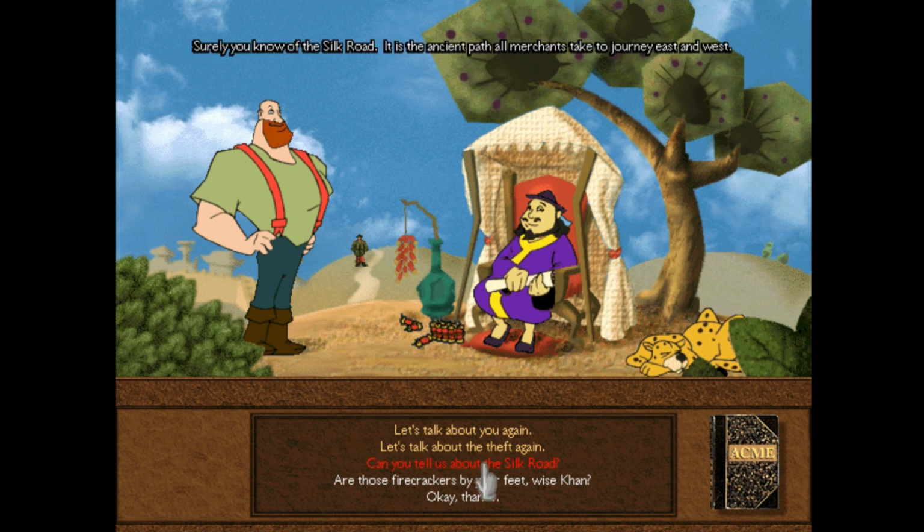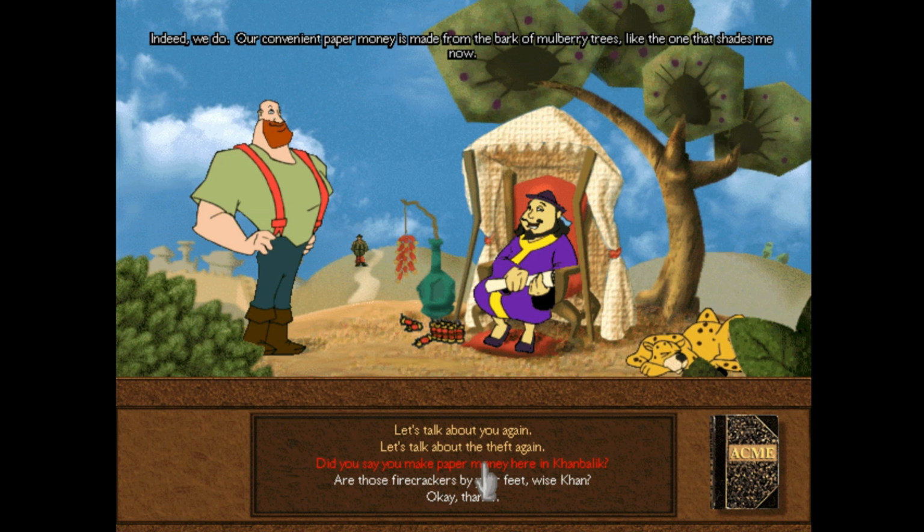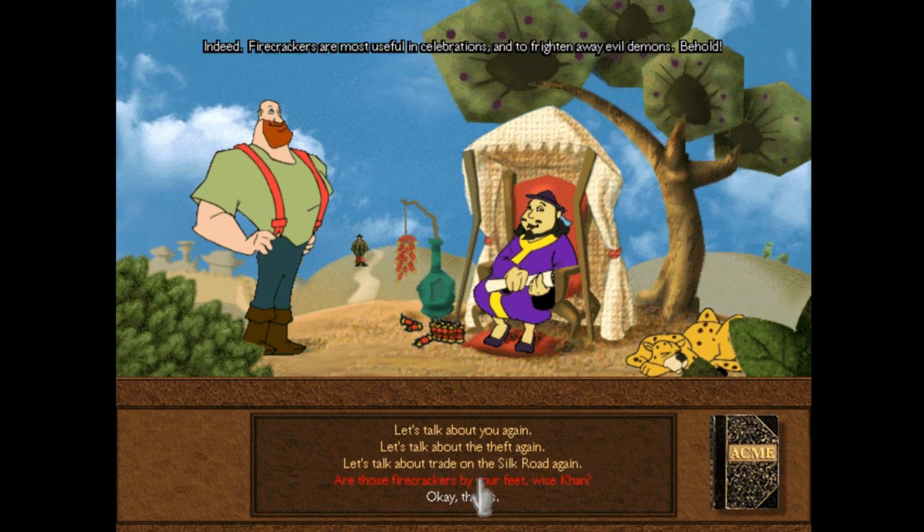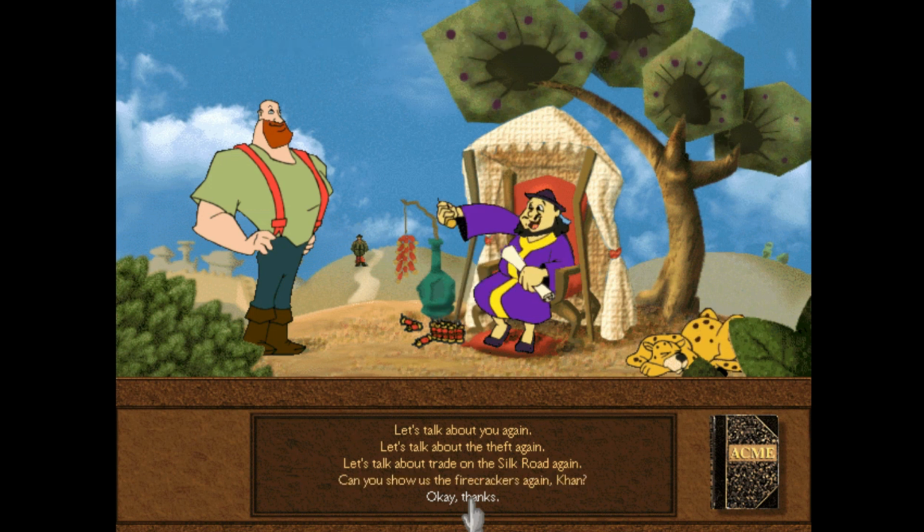Surely you know the Silk Road. It is the ancient path all merchants take to journey east and west. Porcelain, silk, even the paper money my people make here in Khanbalik. Indeed we do. Our convenient paper money is made from the bark of the mulberry. Didn't money grow on trees, like the one that shades me now? Indeed, firecrackers are most useful in celebrations and to frighten away evil demons. Behold.